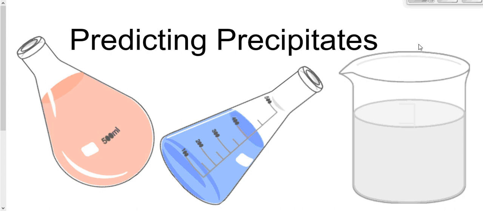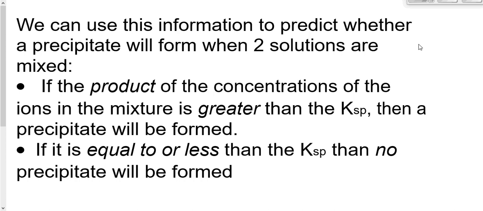Will a precipitate form, or will I not? If I mix two different solutions together, I can look to see whether or not a precipitate will form by knowing whether or not a substance is likely to form a precipitate, is it likely to become insoluble quickly, and by determining what the Ksp is for said substance.